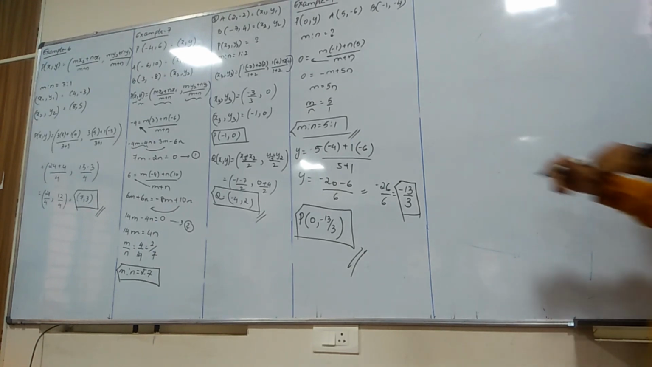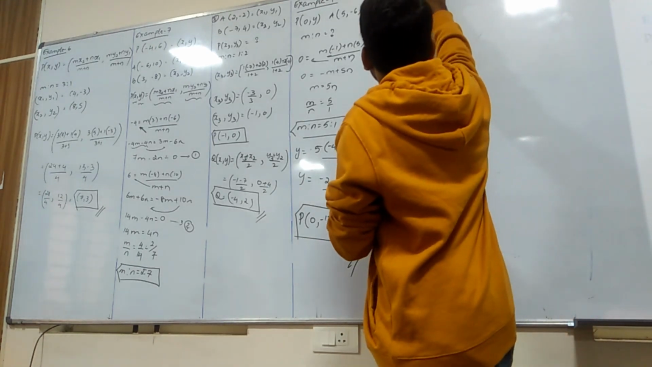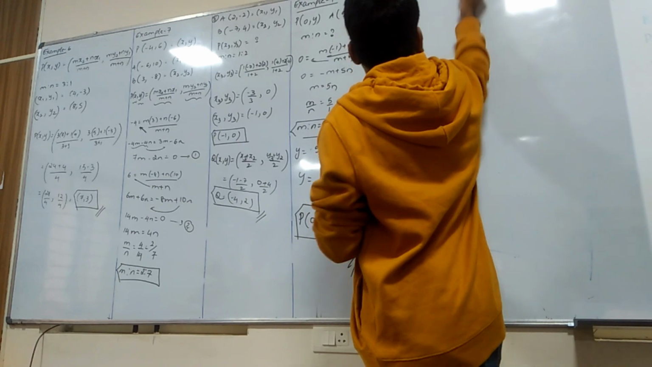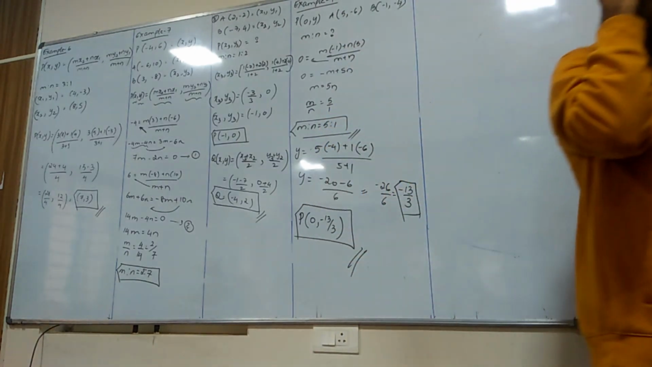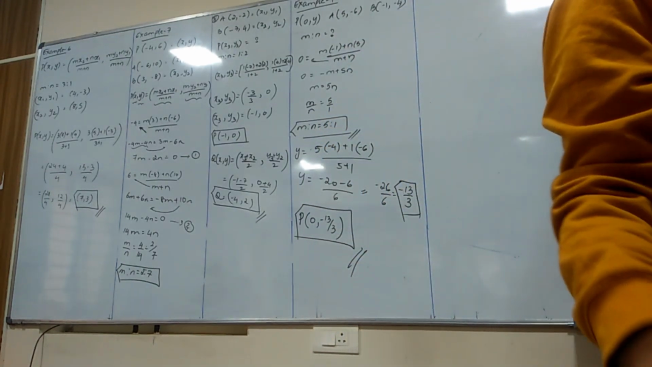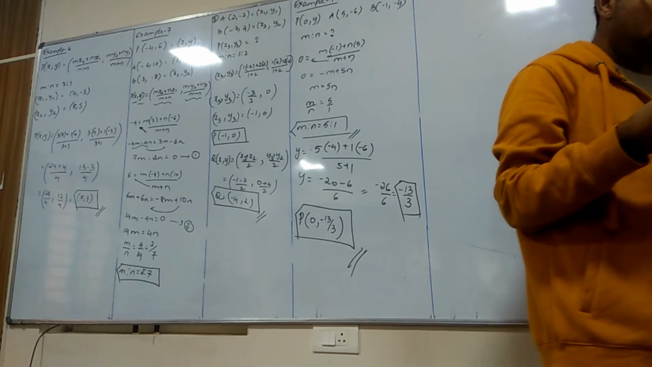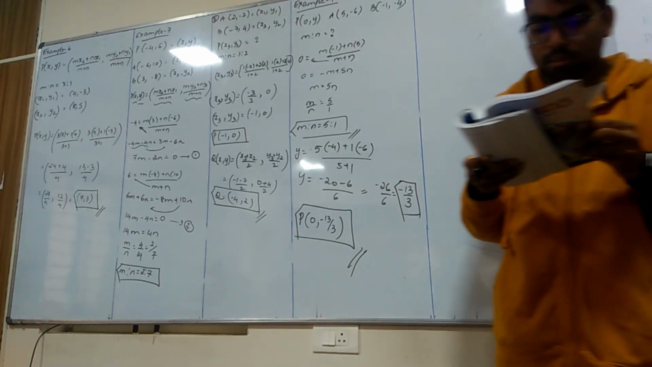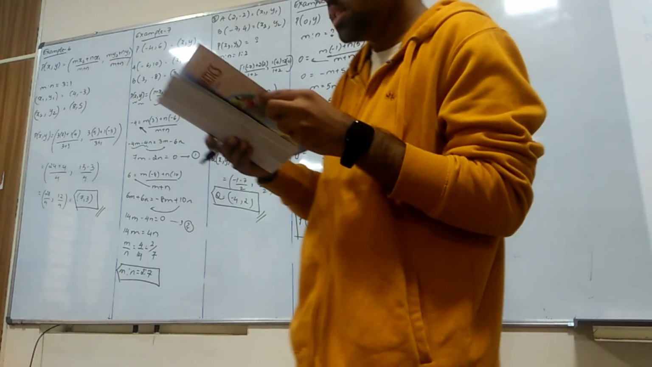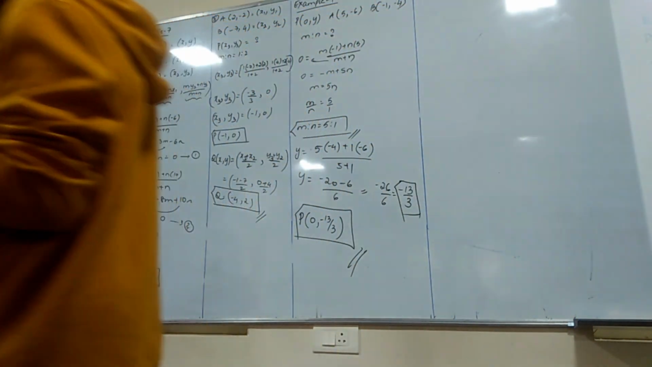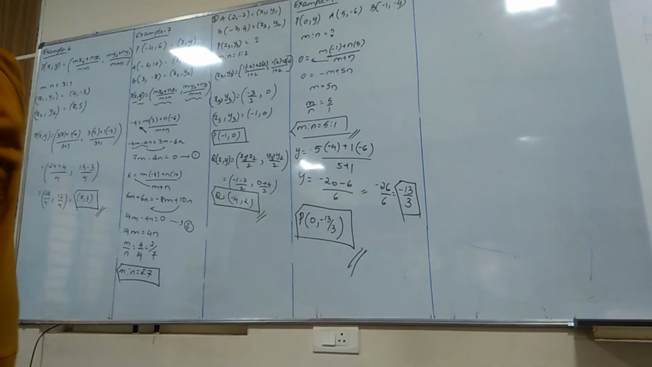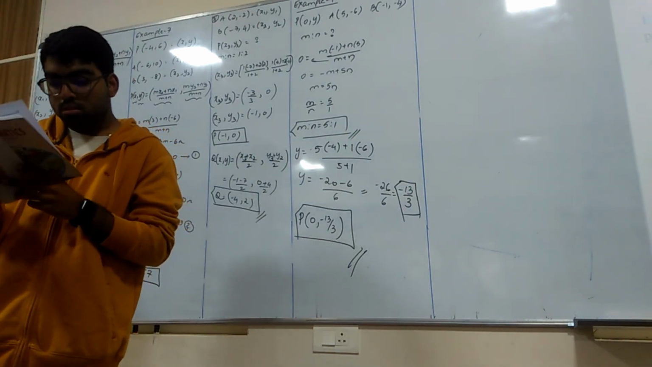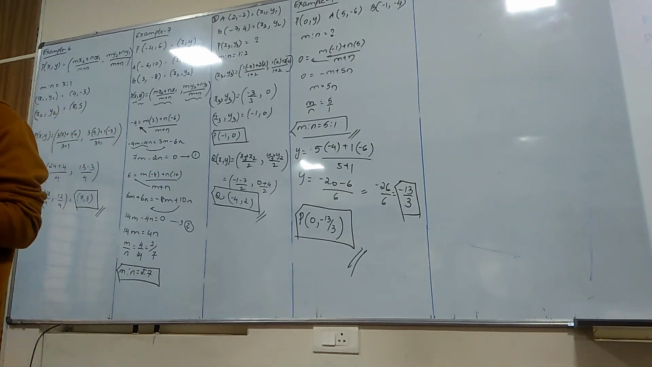We'll come to example 10. What is example 10? If the points A (6, 1), B (8, 2), C (9, 4), D (3, 3) are the vertices of a parallelogram, taken in order, find the value of P.